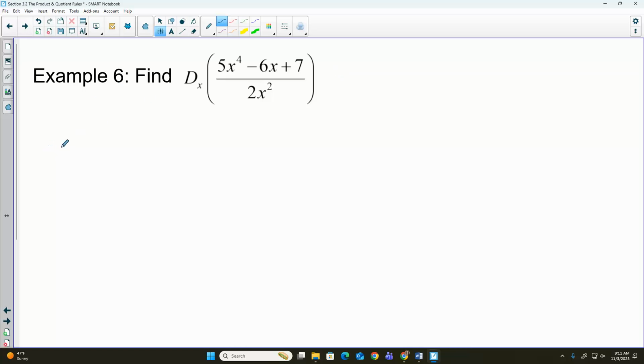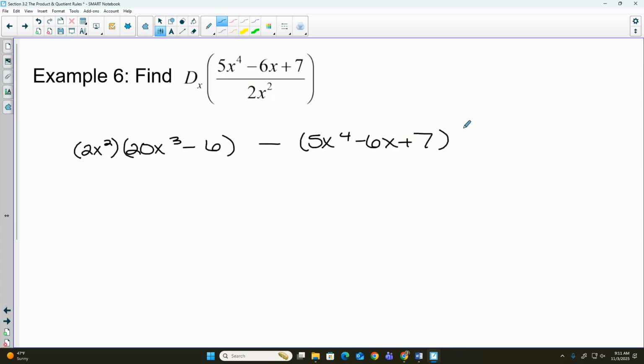So the derivative is low, so that's the bottom. D high means derivative of the top. So what's the derivative of the top? 20x to the 3 minus 6. So low d high minus high, so the top. D low, derivative of the bottom. 4.